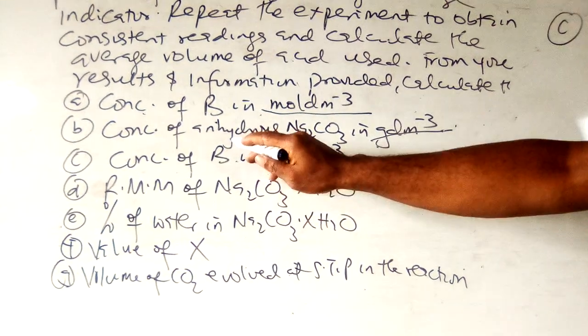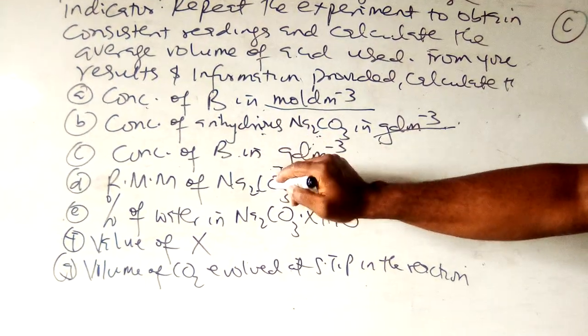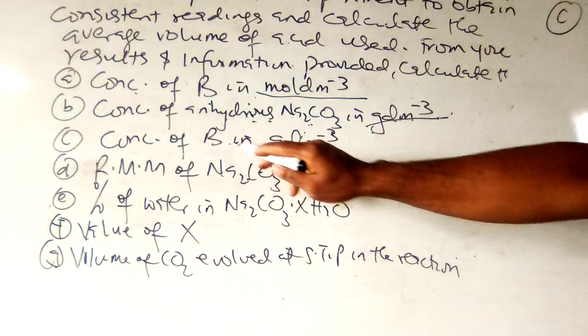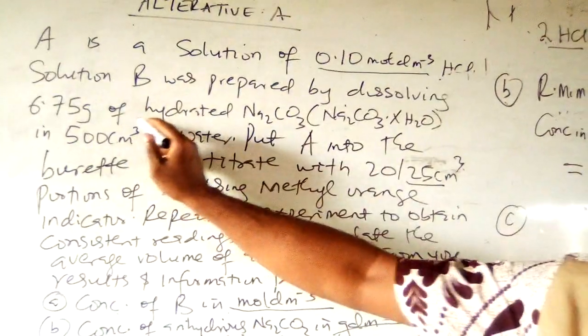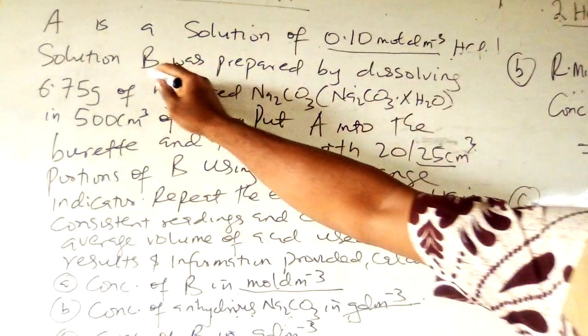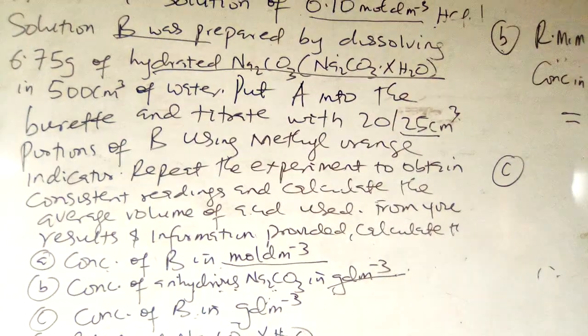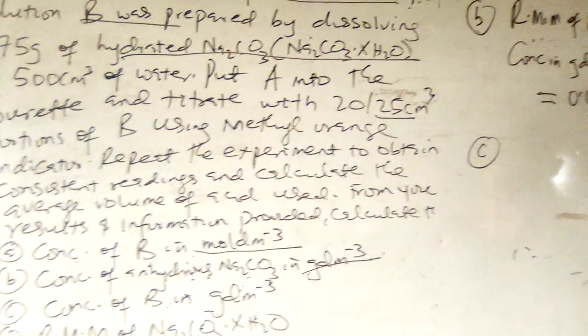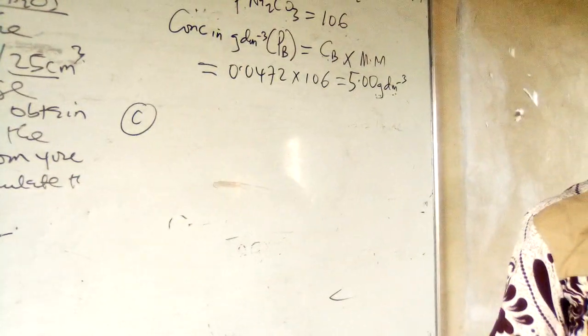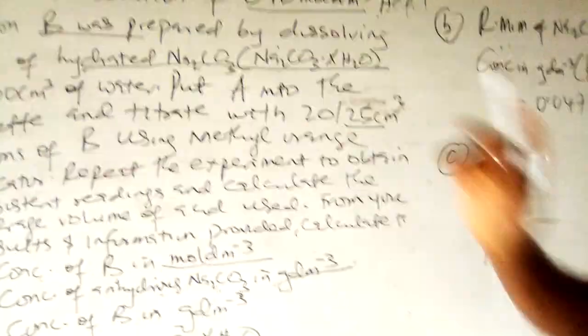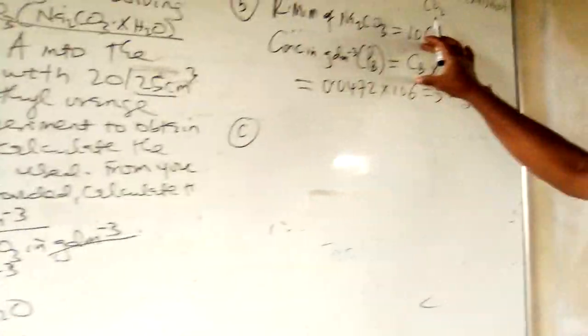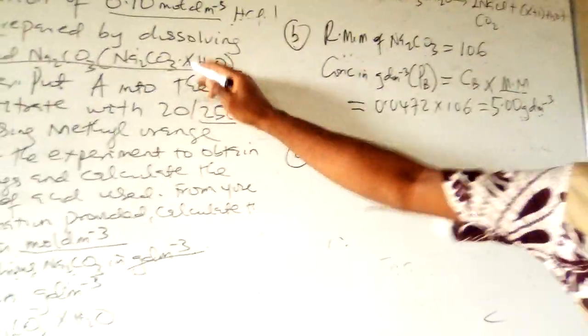Of B, look at the different questions. The questions are alike. One is anhydrous. What is B representing? B is the hydrated salt, the salt with water of crystallization. You will not use this formula to solve it, because you cannot find the molecular mass of the hydrated salt since you don't know the value of S. So you can't solve by this method, because you cannot get the molecular mass when you don't know S yet.